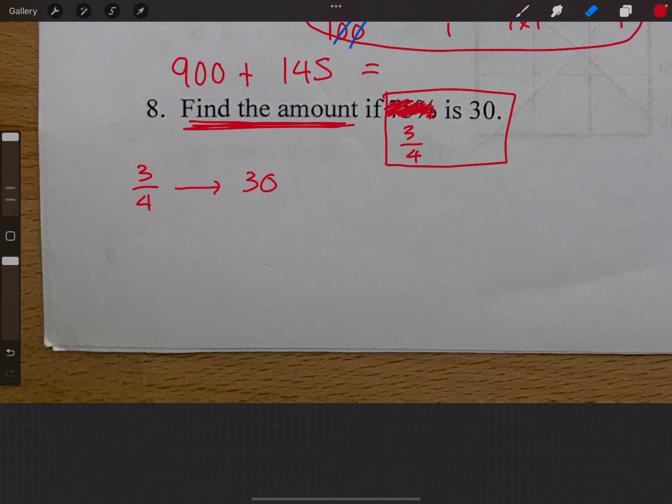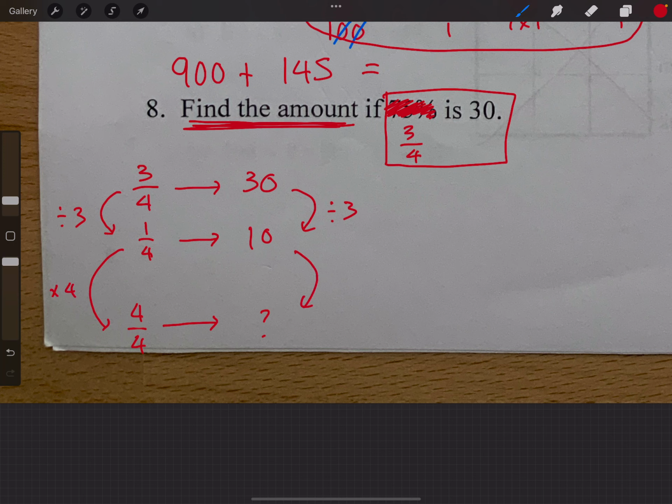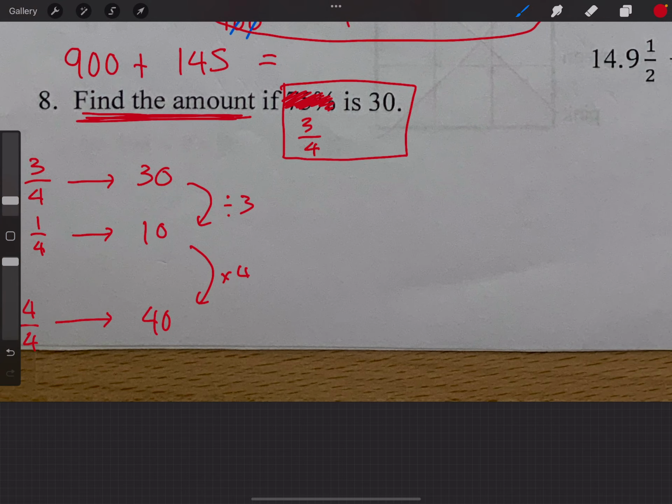What is the amount? So 3/4 to 1/4, we divide from 3 to 1, so we divide this one by 3, and we get 10. And then for 1/4 to, whoops, this should be 4 quarters, sorry. We want 1 to 4/4, so we times it by 4, and we get 40. Another way to think of it is like this.